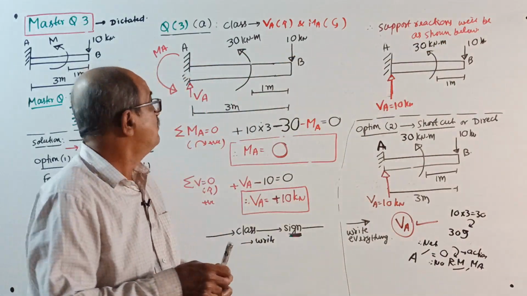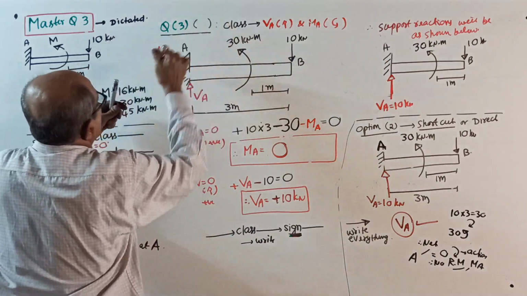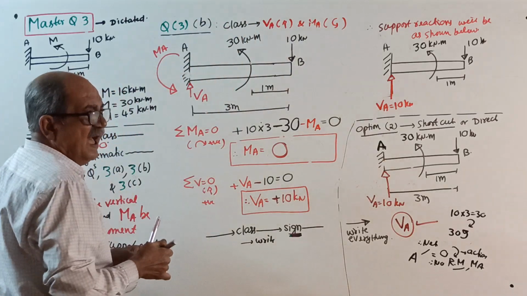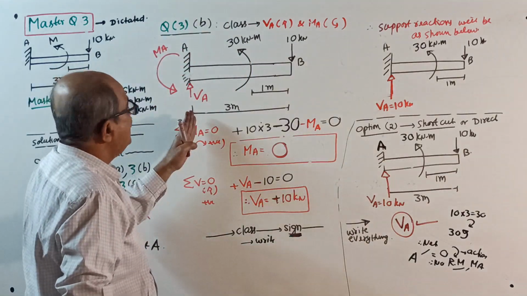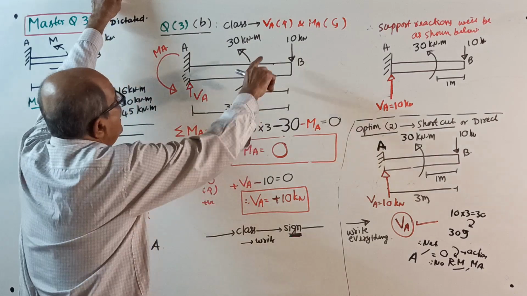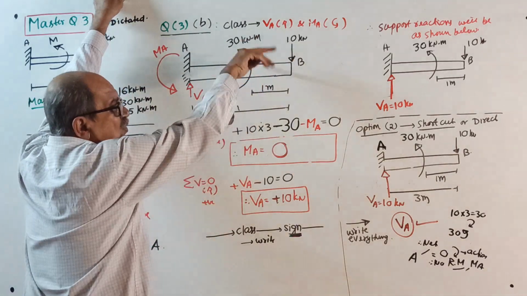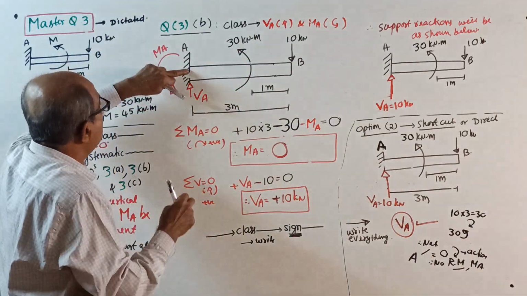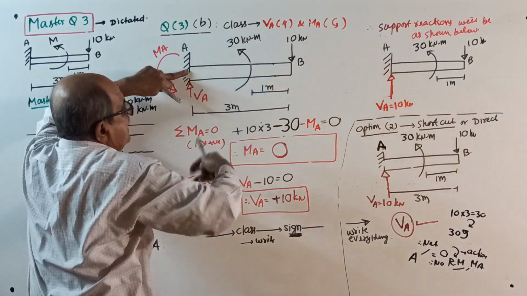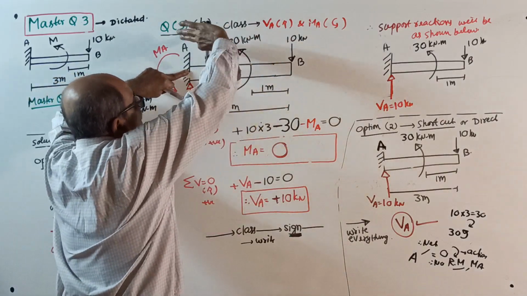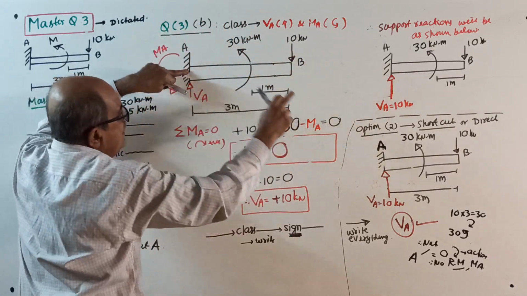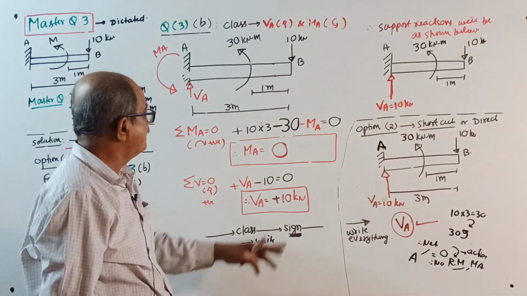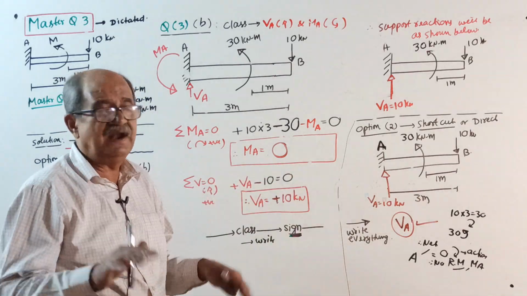Now, solution for question 3B. Class, as usual, load is down, we will take upward reaction. One couple is clockwise, other is anti-clockwise. So traditionally, we will take anti-clockwise. We will see what happens. Okay, start. Take moment about A. Plus 10 into 3 minus 30 minus MA equal to 0. Oh, MA comes 0. Yes, it is 0. Question is set for that purpose.